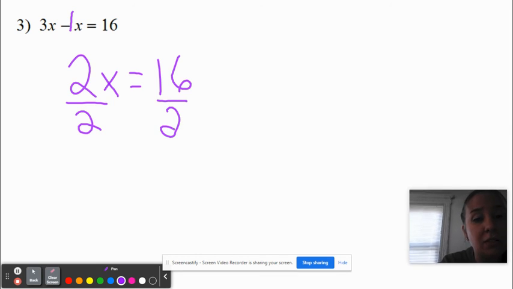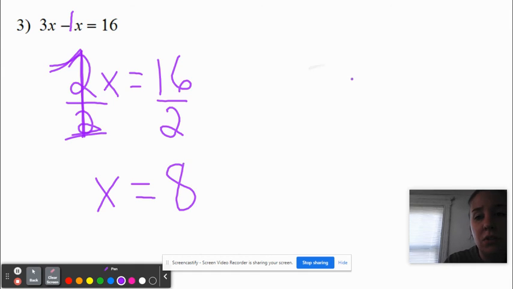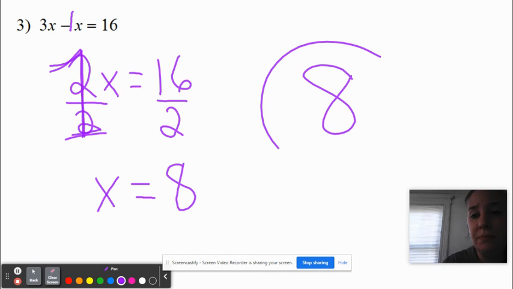It's got to be both sides, right? If I cut one group in half, I've got to cut the other in half to make sure it stays even. 2 divided by 2 is really 1, which is why we do that. So we have an x over here equals 16 divided by 2 is 8. So you would just put 8 in as your answer.